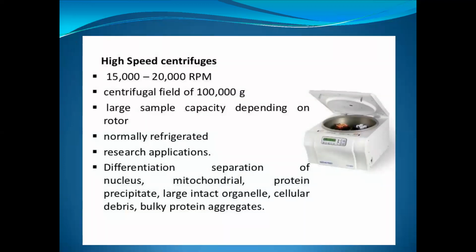High speed centrifuges include 15,000 to 20,000 rpm, a centrifugal field of 1 lakh g, and large sample capacity depending on the rotor. They are normally refrigerated. It is used in research applications for differential separation of nucleus, mitochondria, protein precipitate, large intact organelles, cellular debris, and bulky protein aggregates.